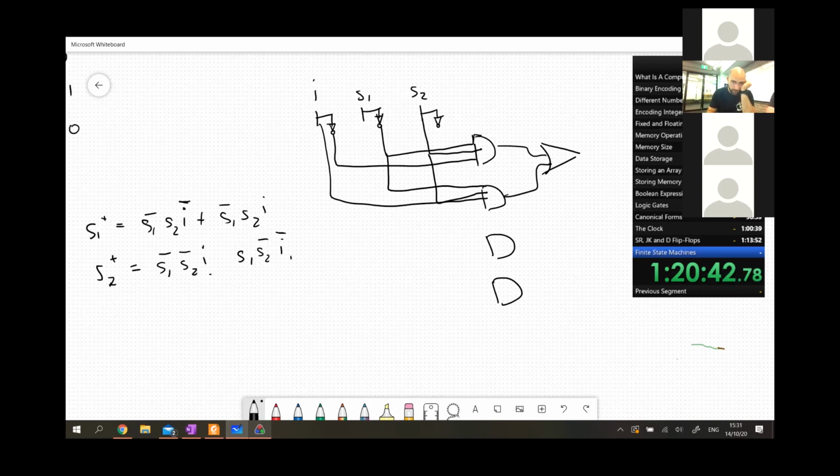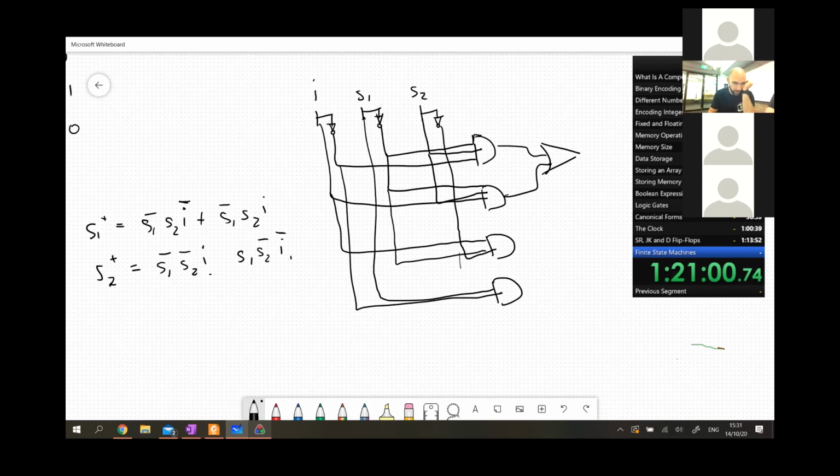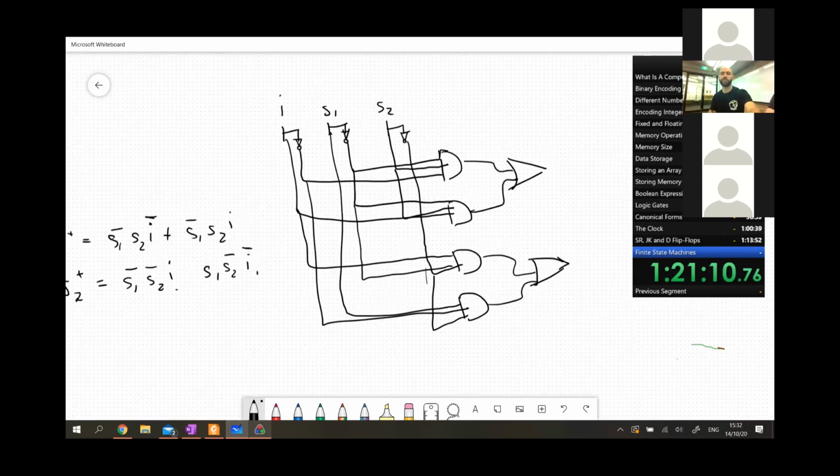And then we've got S1 inverted. I'm down at S1 here. Then we've got S2 inverted. And we've got I inverted, and S2 inverted. Okay? And that feeds into here. Okay, what's the missing step?